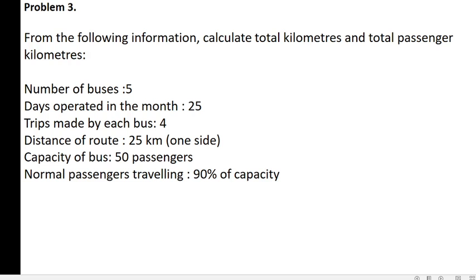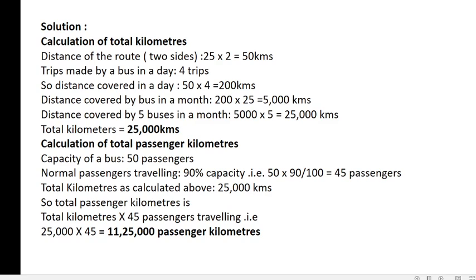Now coming to the next problem. From the following information, calculate total kilometers and total passenger kilometer. The number of buses is 5, days operated in the month is 25, trips made by each bus is 4, distance of the route 25 km, capacity of the bus is 50 passengers, normal passengers traveling 90% of the capacity. Here we make the calculation in another way of total kilometers and total passenger kilometer.